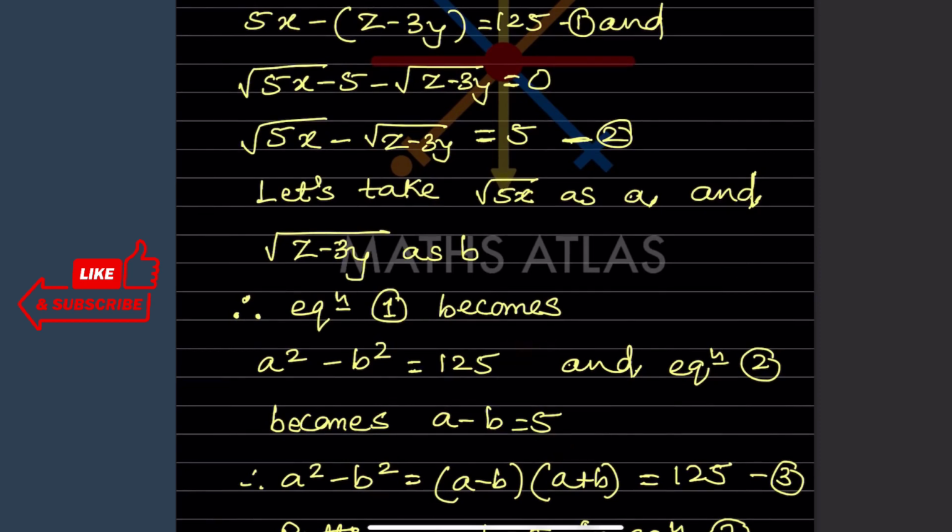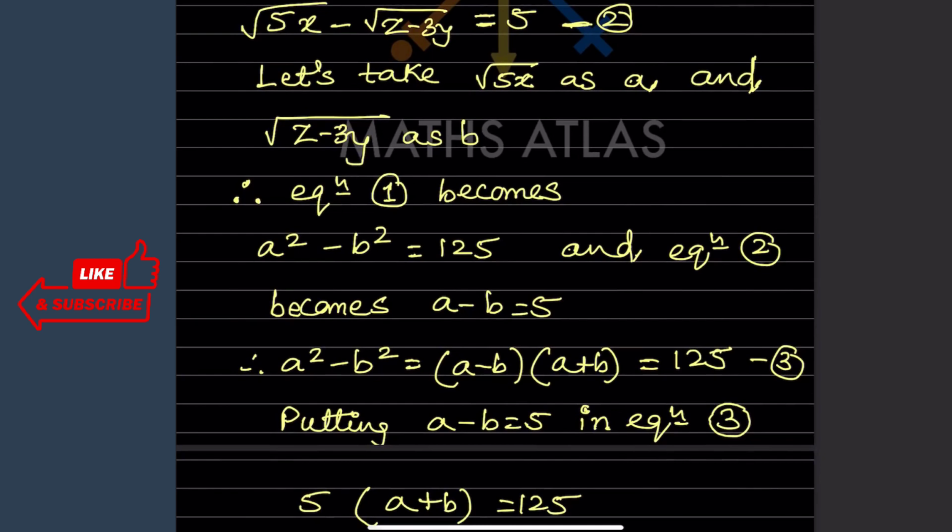So here what we can see, an equation here, this equation number 2. So what is that going to be? We consider this as a and this as b. So equation 2 is going to be a minus b is equal to 5. So now what will we do? This equation, we can also write as a square minus b square, which means you can also write as a minus b and a plus b, and this 125 as it is. So now let us consider this as equation number 3.